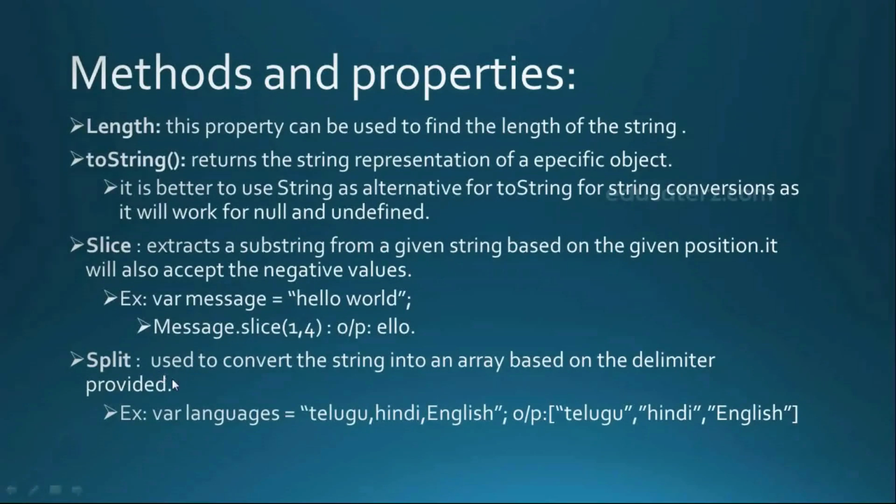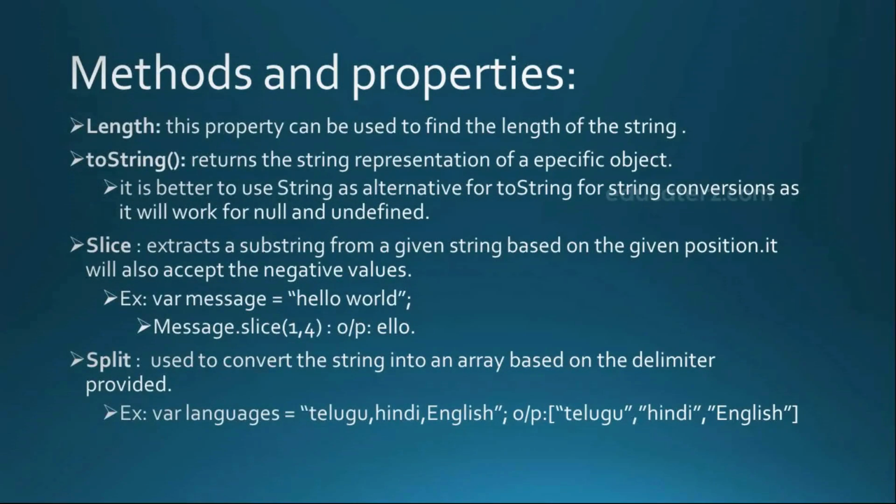So here, split is used to convert the string into an array based on the delimiter provided. Let's say you have a string that contains a comma or any separator like semicolon, colon, or anything. When you want to convert that string into an array based on those delimiters, based on that comma or semicolon, you can use the split method.